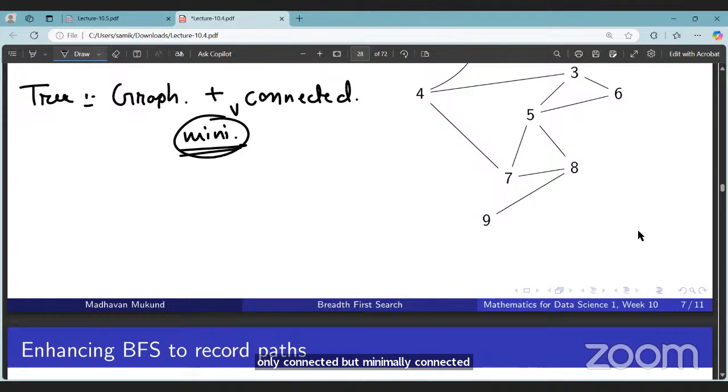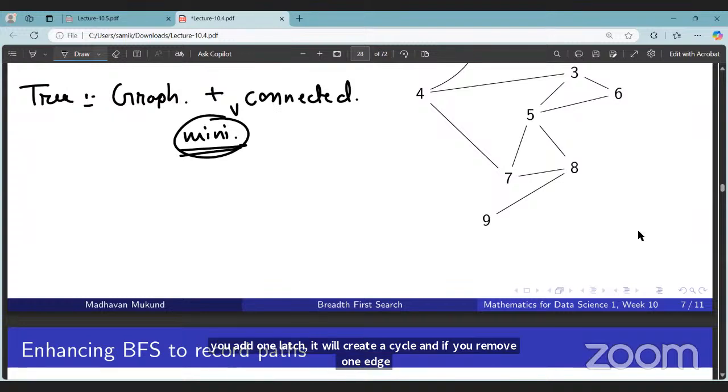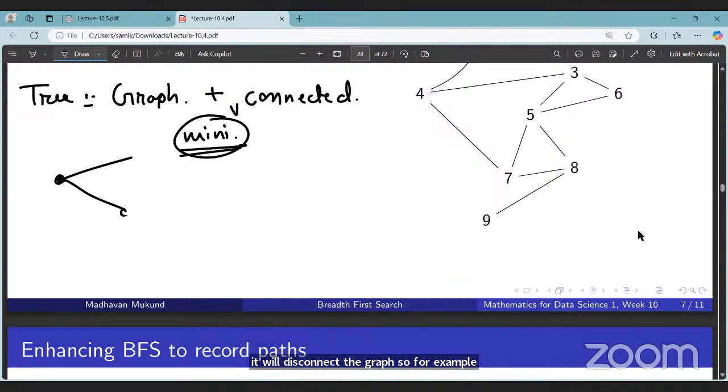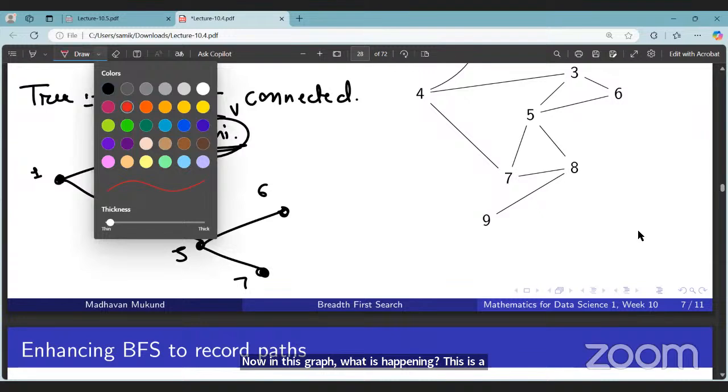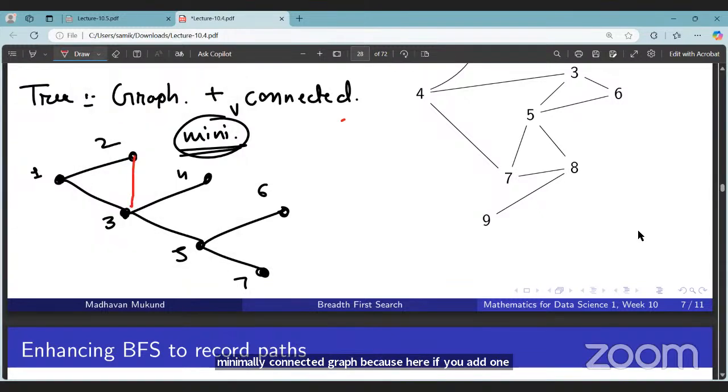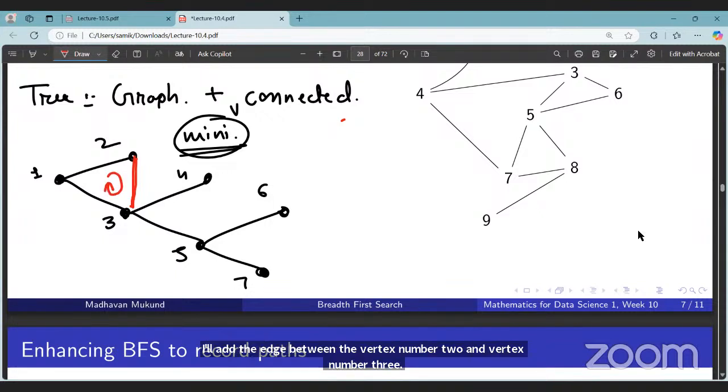What do we understand by a minimally connected graph? In such a graph, if you add one edge, it will create a cycle, and if you remove one edge, it will disconnect the graph. For example, suppose we have this graph with some vertices. If you add any edge, say between vertex 2 and vertex 3, the addition of this edge creates a cycle.